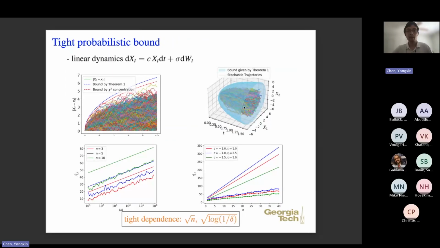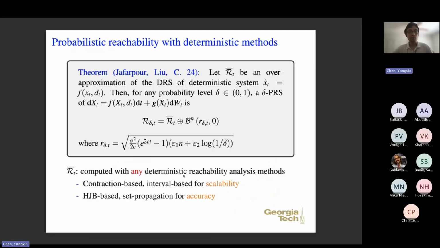This is just to show you how good this result is. So this is the bound, and this is the Monte Carlo simulation. There's almost no gap at all between the simulation and the bound. And also this is just to show you, this is really the best result you can get. Yeah, so this is this part.